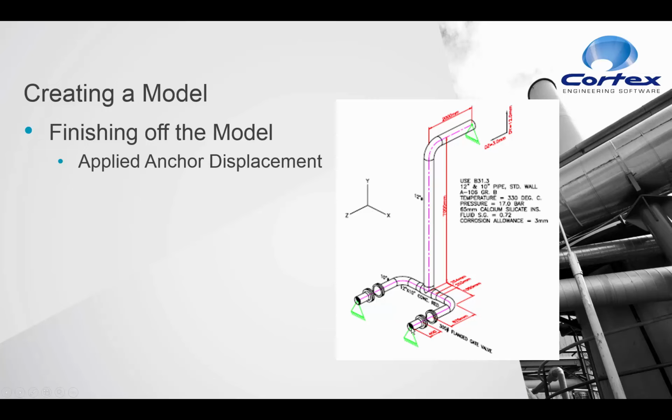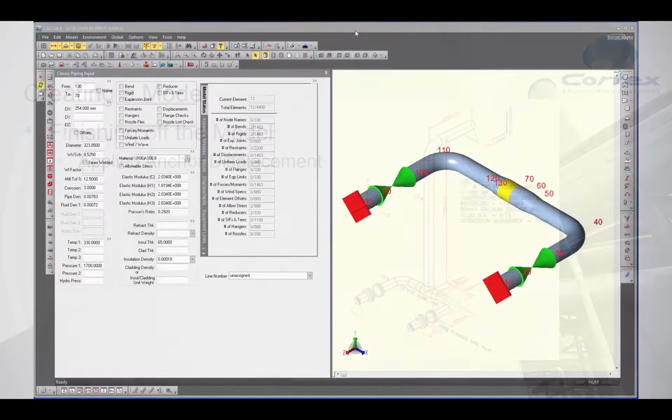Up until now we've coded all of the lower section of the model, including from this anchor all the way through to the other anchor, reducers, tees, valves, etc. What we need to do now is to code from the intersection vertically up 7 meters, then horizontally in the negative Z direction by 2 meters, and then apply displacements to this end node. Those displacements will represent something like a vessel or equipment movement, usually due to thermal growth.